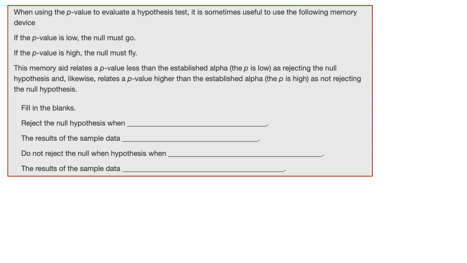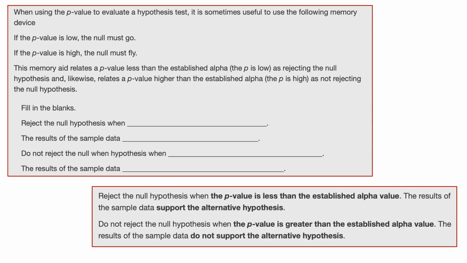Do not reject the null hypothesis when the p-value is high, because by saying the null must fly, we're saying keep it. It's a good thing. Okay. Now, reject the null hypothesis when the p-value is less than the established alpha value. The results of the sample data support the alternative hypothesis. Okay, now I see what they were getting at here. The results of the sample data support the alternative. If you reject the null, you clearly support the alternative.